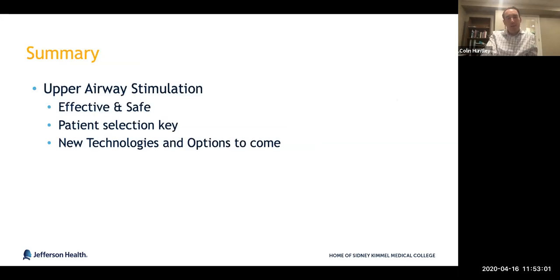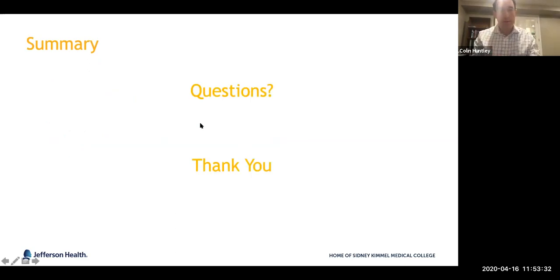So in summary, upper airway stimulation, in the right patients, is very effective and it's a safe surgery to do. Patient selection is the key. Finding the right anatomy and the right patient to implant is your biggest predictor of success. And we've got new technologies that are coming out and undergoing FDA trials right now, so we'll have more options to come. Hopefully we'll be able to customize patient care even more. So happy to answer any questions that have popped up.